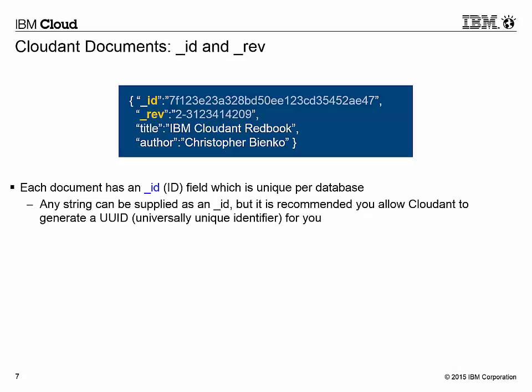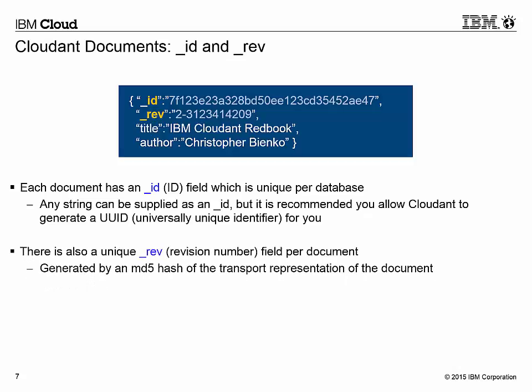First, there's the ID field, and as I mentioned earlier, this is unique per database. Any unique string can be supplied as an ID, and if you don't provide one when you create a document, then Cloudant will generate one for you, guaranteeing uniqueness for that particular database.